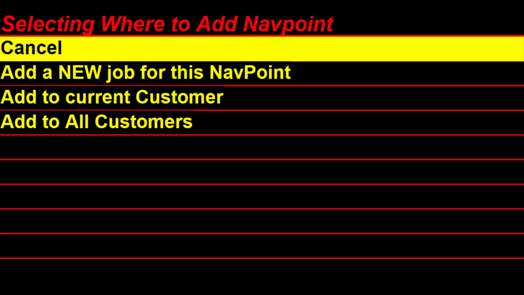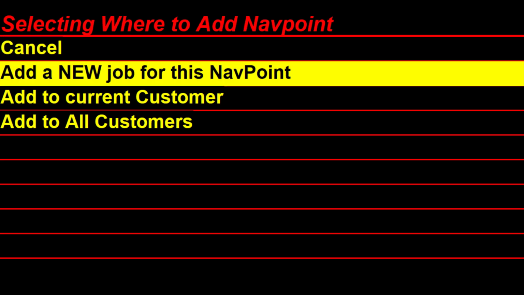Once you have the correct latitude and longitude, click the Enter button to go to the page that asks you to select the action you want on the navigation point. In this case, we can add a new job for this point, which will be stored in your select job.